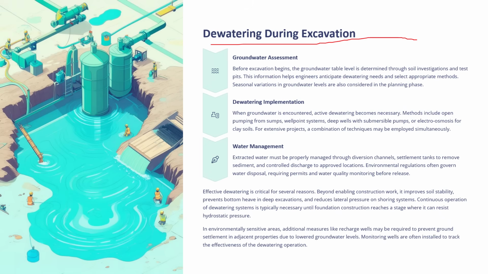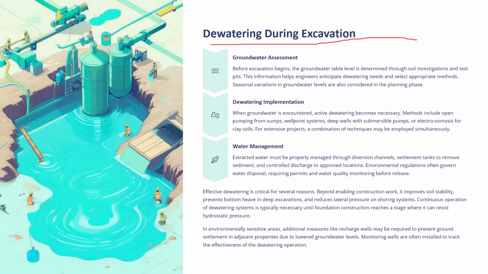So extracted water must be properly managed through diversion channels, settlement tanks to remove sediment, and controlled discharge to approved locations. Environmental regulations often govern water disposal, requiring permits and water quality monitoring before it is released. So effective dewatering is critical for several reasons.